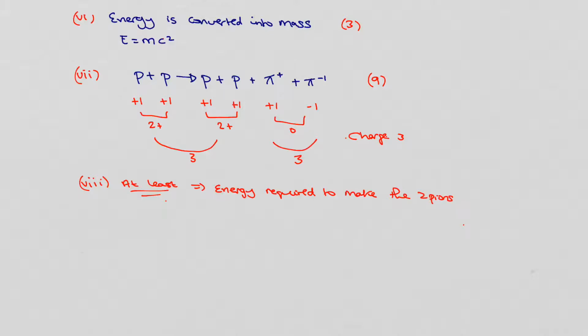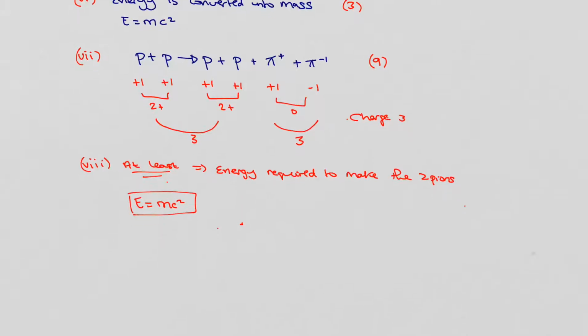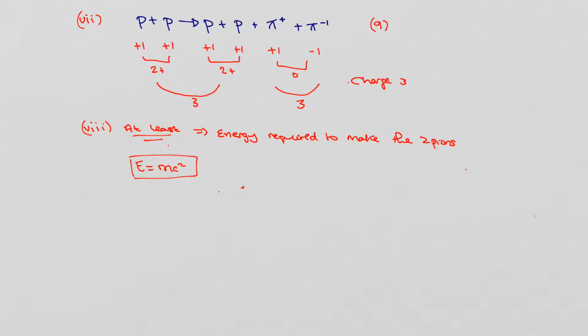Okay, so if we had more energy, then what would that energy be used for? Well, if we've just made our 2 pions, then we would have excess energy, and that would be used as kinetic energy. Okay, so here we're literally just making the pions. Therefore, our energy required to make the pions is going to be found by using E equals mc squared. So what is the mass of our pions?